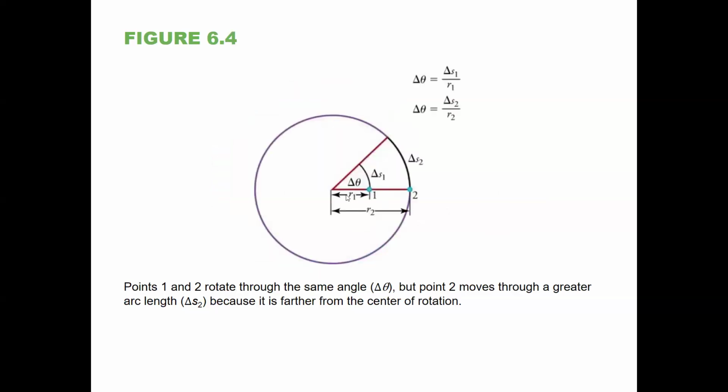So point 1 here and point 2 rotate the same angle, but point 2 moves through a greater arc length because it is farther from the center of rotation. Let's say this is my CD. I have a point here, and I have a point on the outside too. Well, that's very interesting. If we start spinning our CD, then stop here, our second point will be right at this point, and our first point will be here.